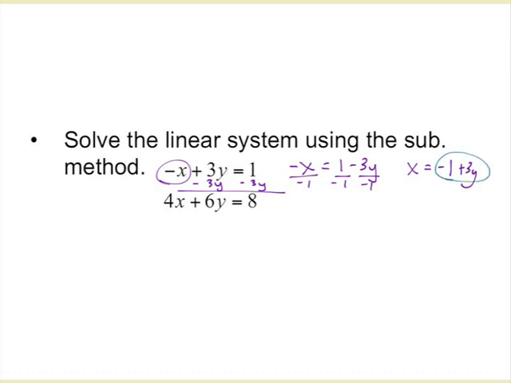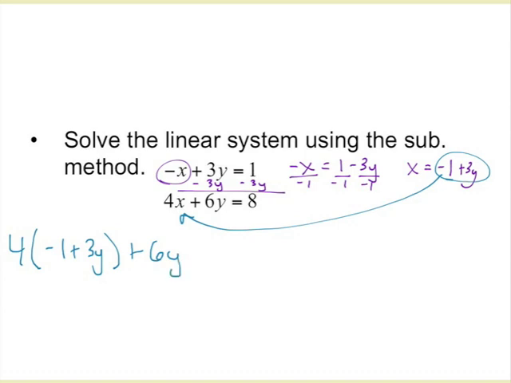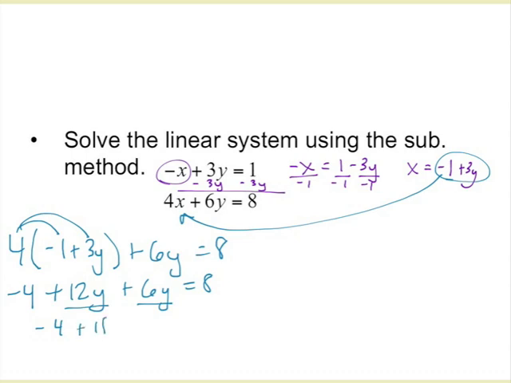Then I'm going to take what I got for that and plug it in or substitute it into the equation I haven't used yet. So I'm going to rewrite that equation: 4 times, instead of x, -1 plus 3y, plus 6y equals 8. I'm going to distribute, and I get -4 plus 12y. Combine like terms. Put together the y's to make 18y.